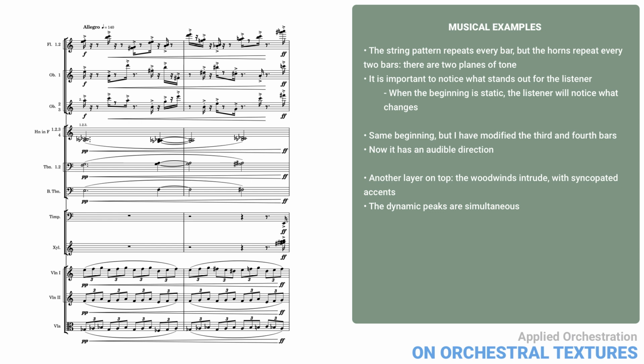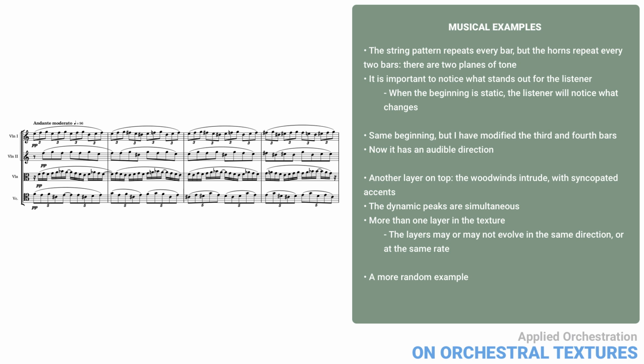Our last few examples all included more than one layer in the texture. The layers may or may not evolve in the same direction or at the same rate, but as long as there's some kind of evolution, the listener gets more easily involved. Up till now, all examples have been repetition. Here's a more random example. Although each instrument repeats the same rhythmic gesture, here there are no literal repeats.